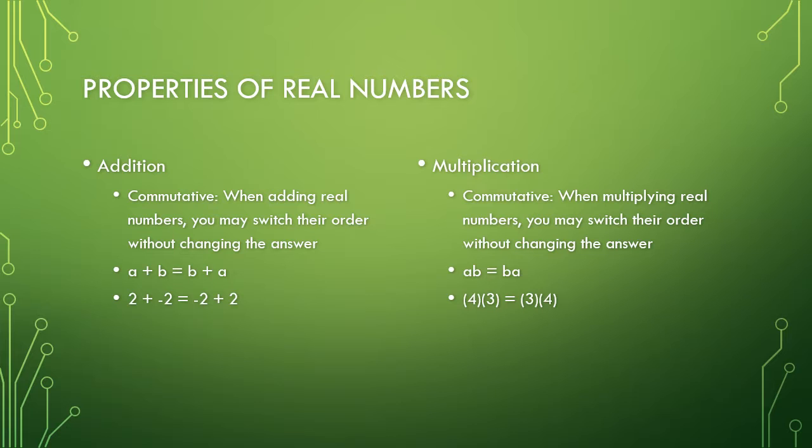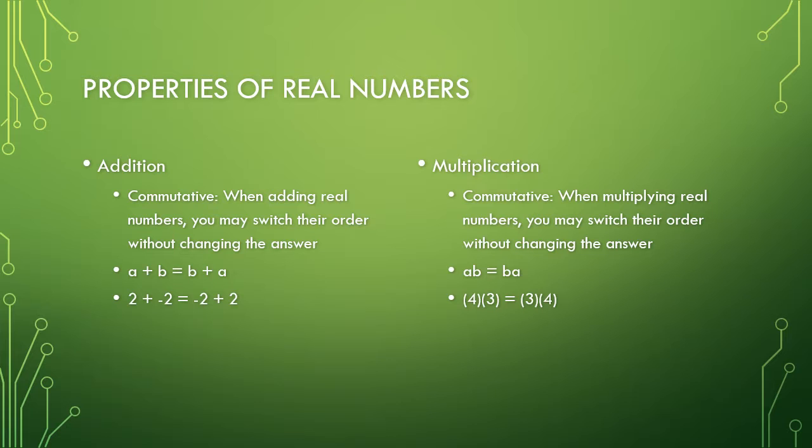Properties of real numbers also include the commutative properties for addition and multiplication. When we add real numbers, we're allowed to switch the order we add them in. I can take 5 plus 7, and that's the same as 7 plus 5.